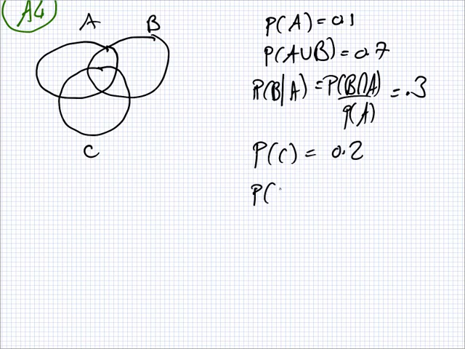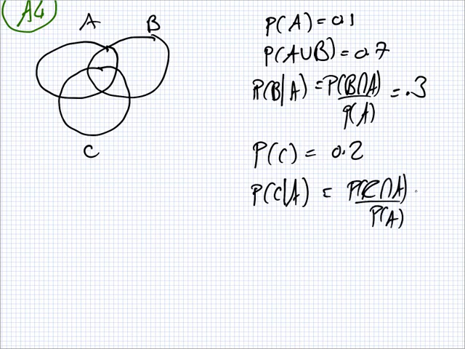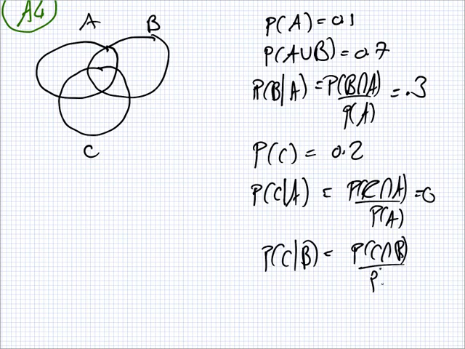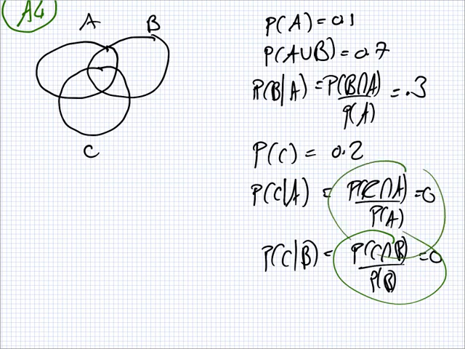The probability of C given A, which is the probability of C and A over A, is equal to 0. And the probability of C given B, which is the probability of C and B over B, is also equal to 0. So if you look at these last two, it tells you that C and A and C and B both must be 0. But you also know that C must be 0.2, so that means here must be 0.2.